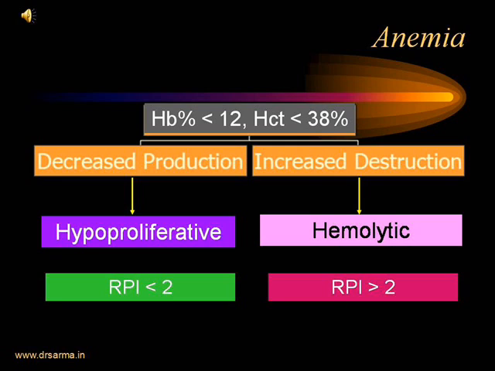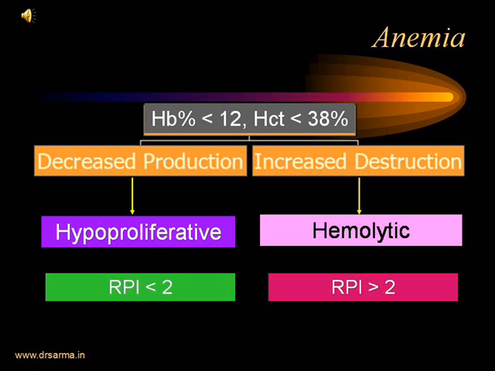If the reticulocyte count is 9%, we have corrected it for anemia, and we have also corrected it for the lifespan of the reticulocyte. And with that correction, we have obtained the RPI. This RPI, if it is less than 2, it is hypoproliferative, and if it is more than 2, probably it is hemolytic anemia.